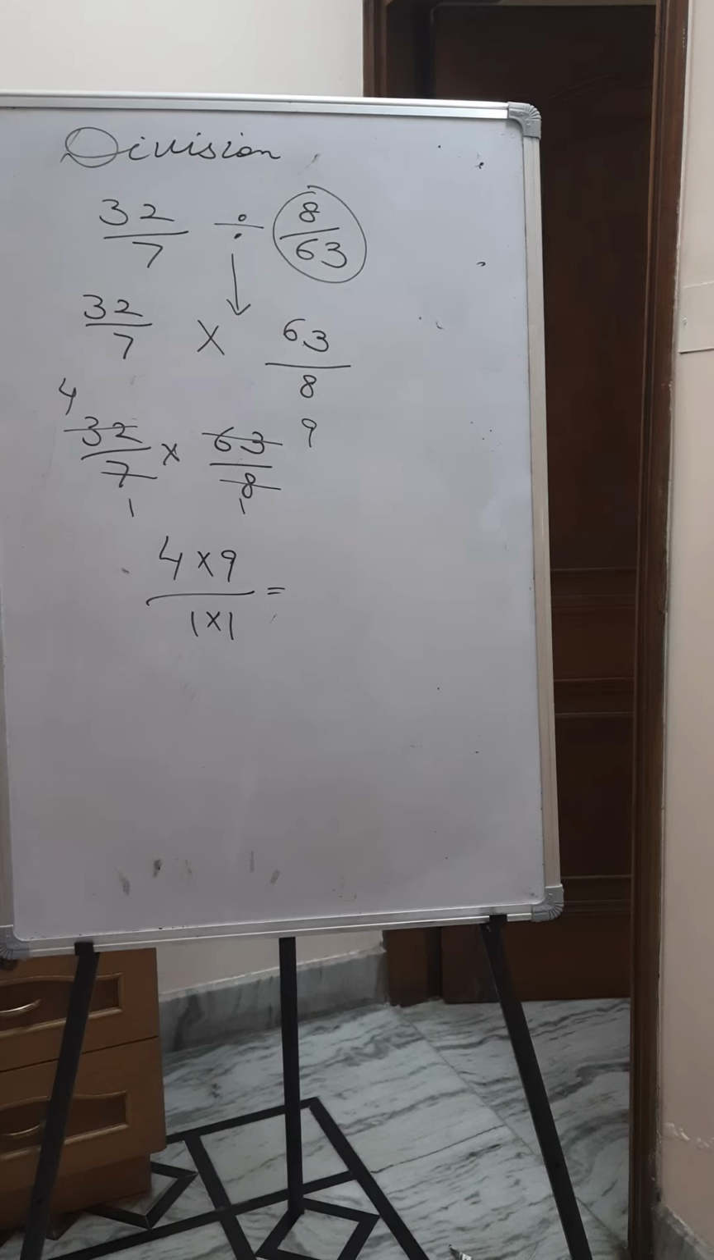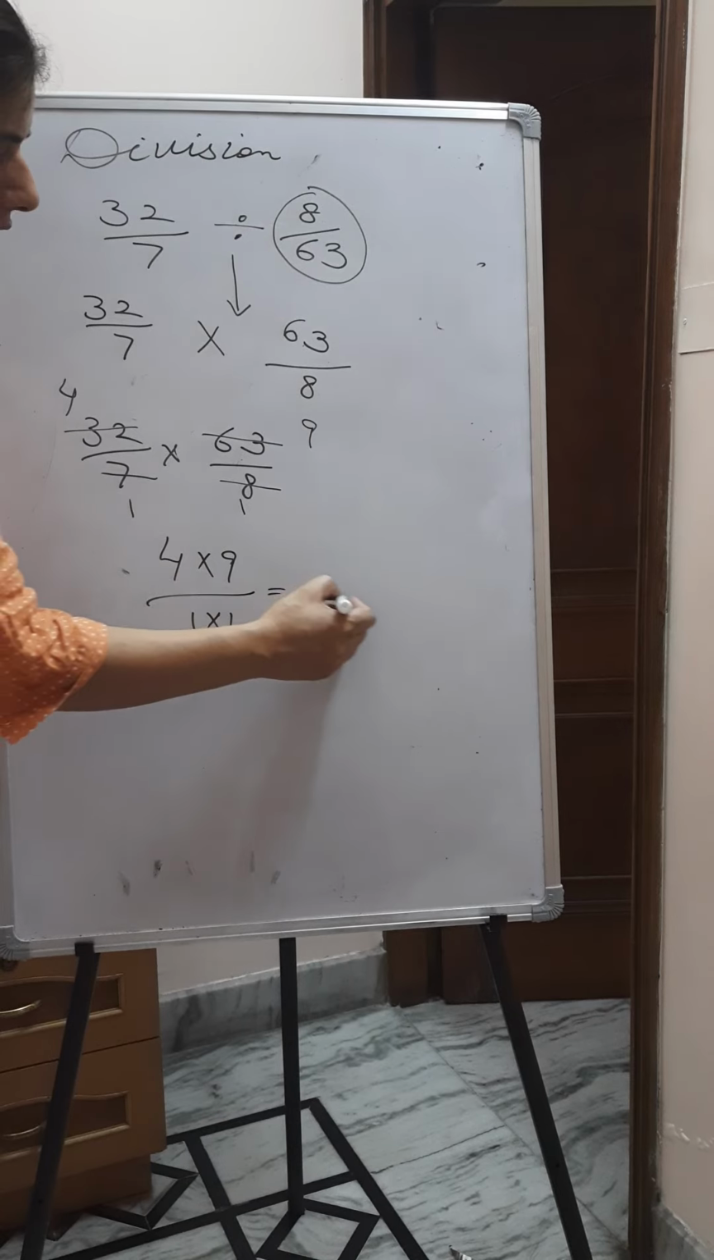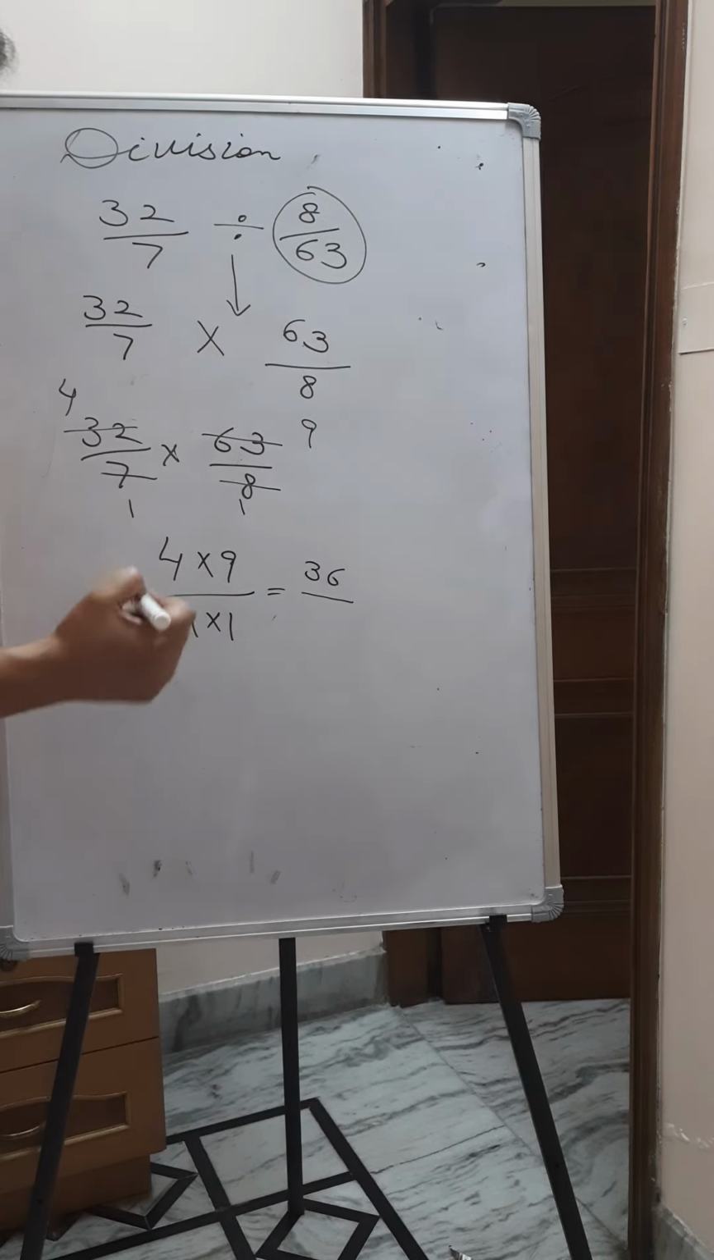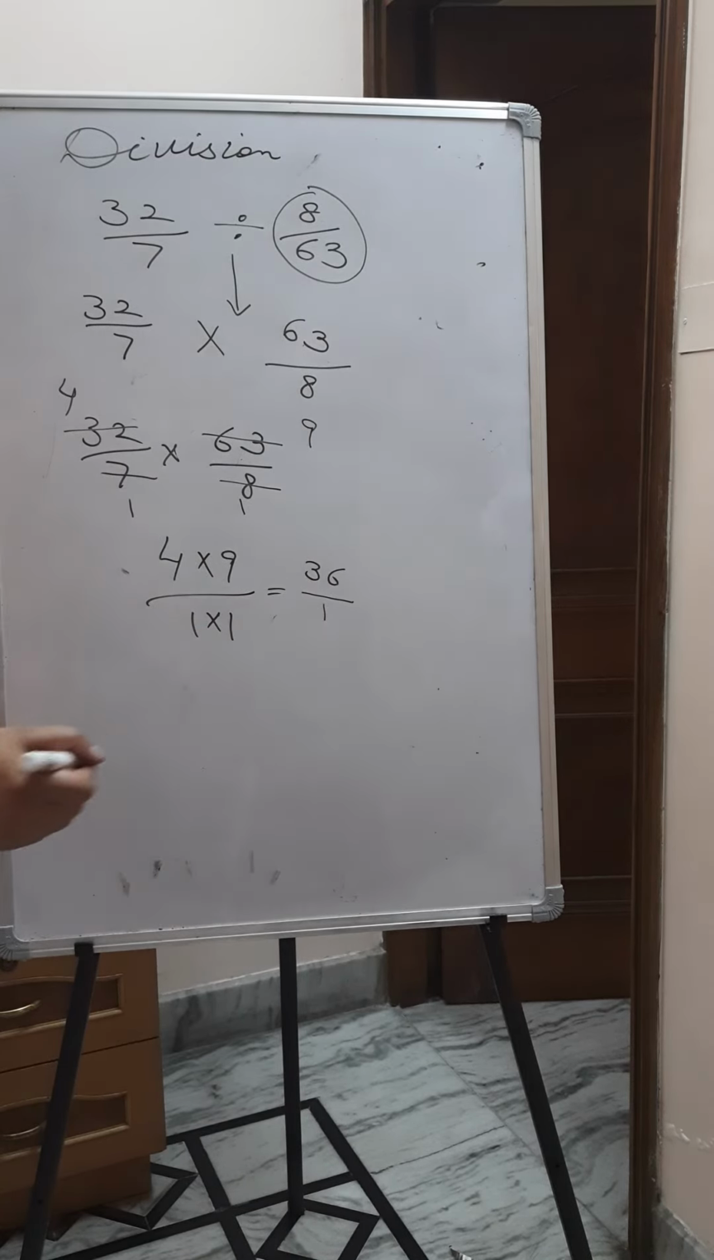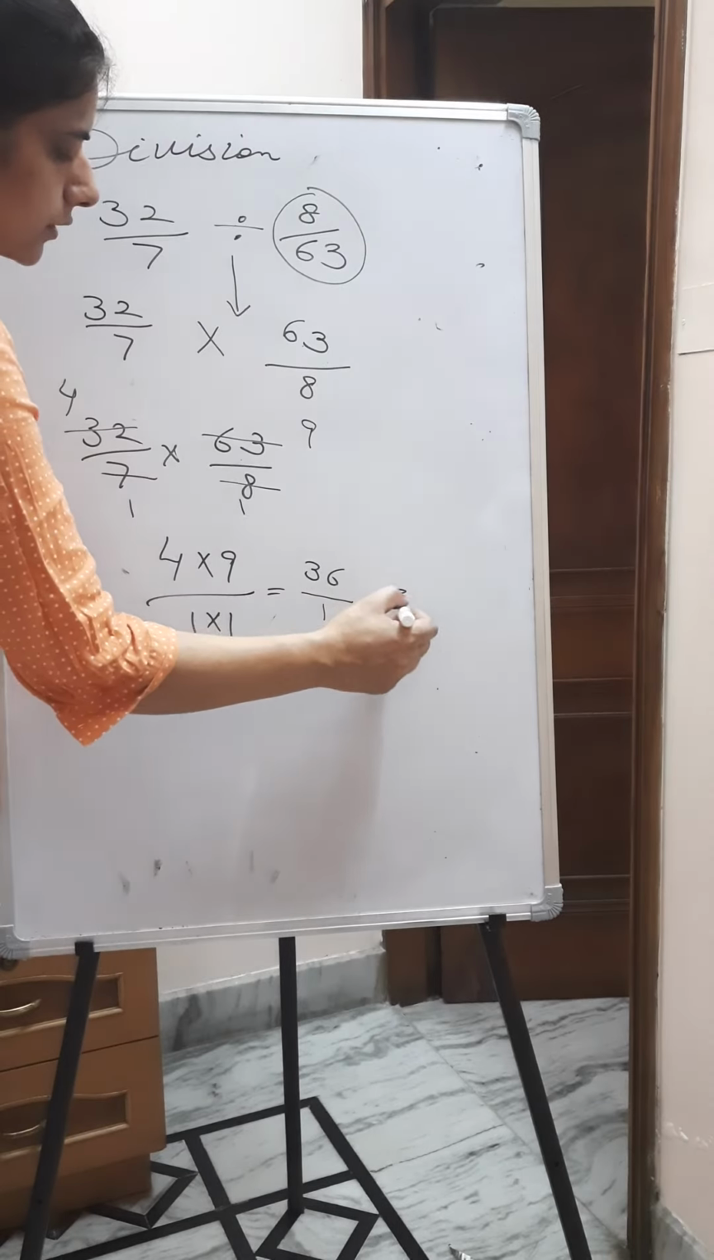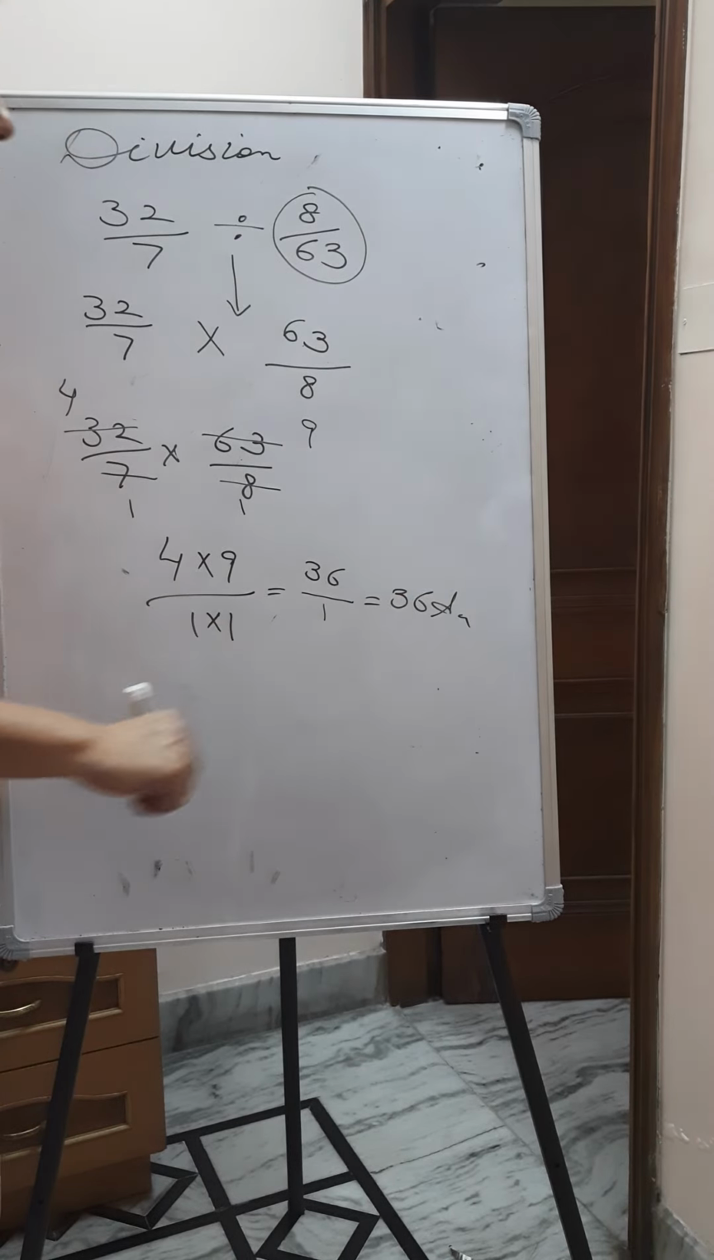And what is the last step for the multiplication? Numerator is multiplied by numerator to get the numerator of the answer. Denominator is multiplied by denominator to get the denominator of the answer. So 36 is the answer.